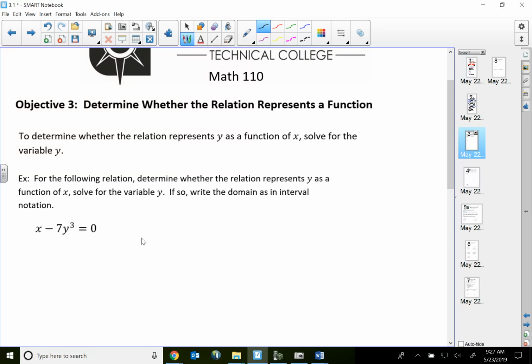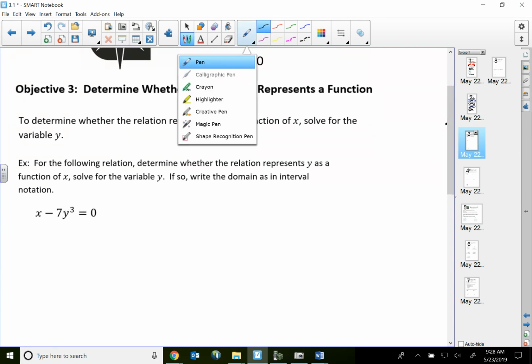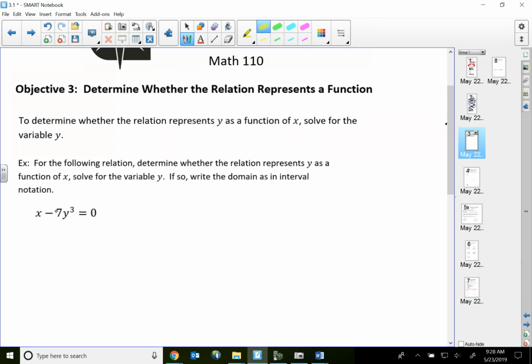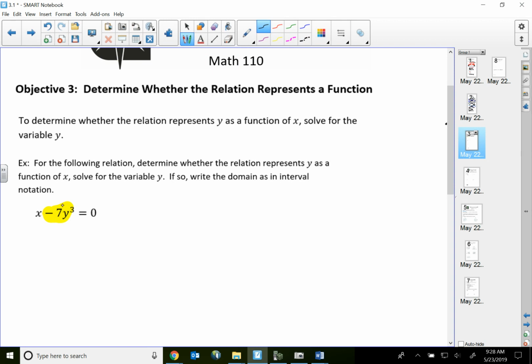x minus 7y to the third equals 0. So right now, I really have no idea whether this is a function or not a function. That's why I want to solve for y first. As you can see, I've got two terms on the left side. My variable term, solving for y, is negative. So if it's negative, I can move it over. That will give me positive 7y to the third on the right. x is still x on the left side.